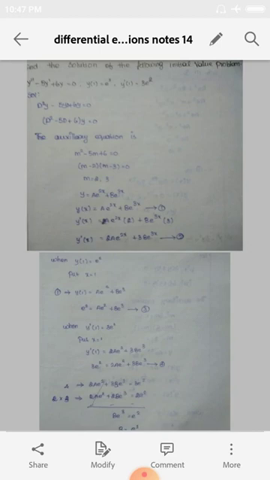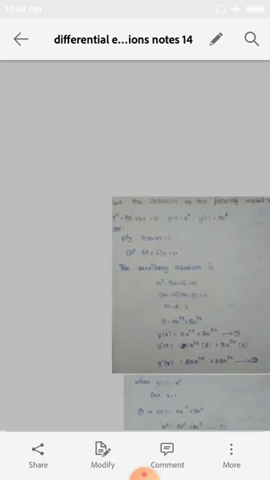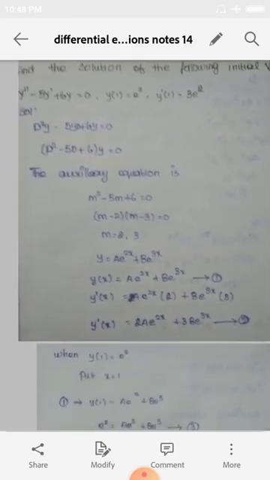See the first problem. Find the solution of the following initial value problem, that is y double dash minus 5y dash plus 6y is equal to 0. This is the given equation and the conditions are given, that is y of 1 is equal to e power 2 and y dash of 1 is equal to 3 into e power 2. So first we have to find the complementary function.